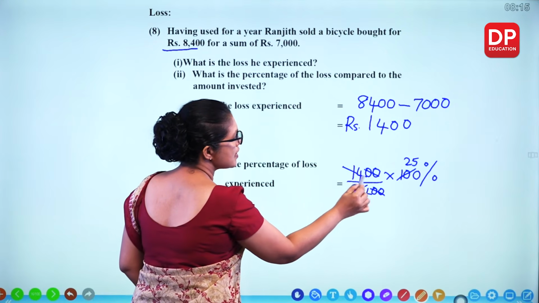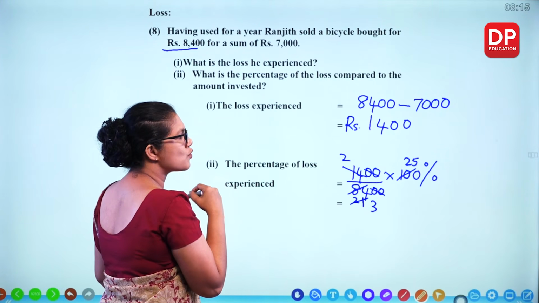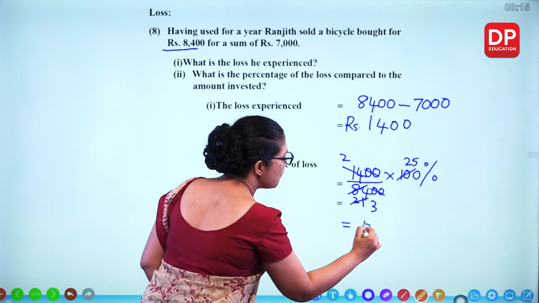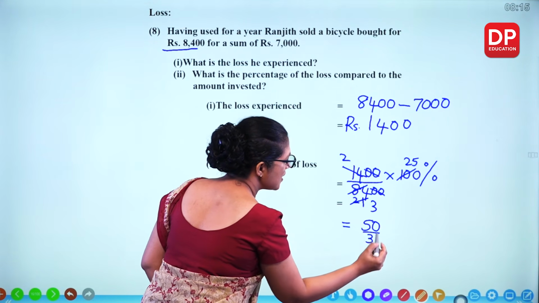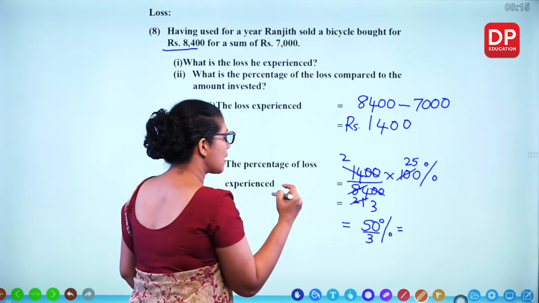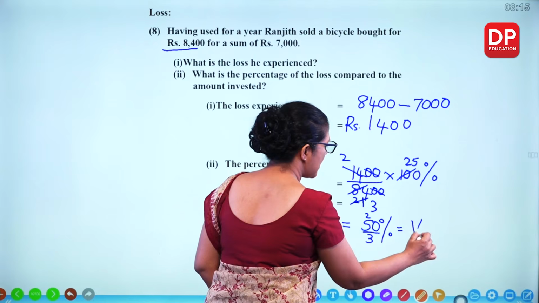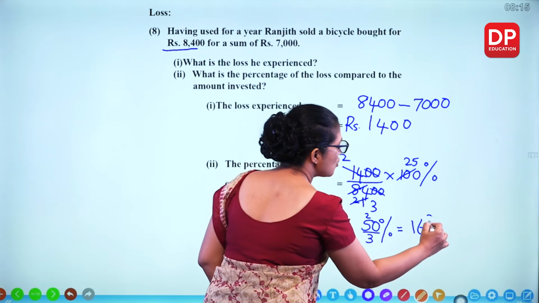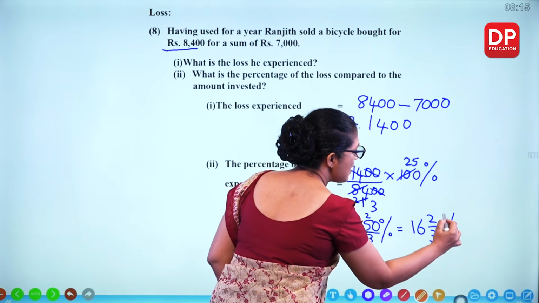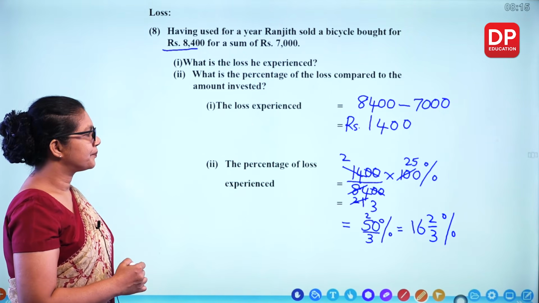7 times 2, 7 times 3 here. So 2 times 25, 50. 50 over 3. When you write it as a mixed number, you can write 3 times 1, 3. For 20, that's 6 and 2/3. So 16 and 2/3 is the percentage value.